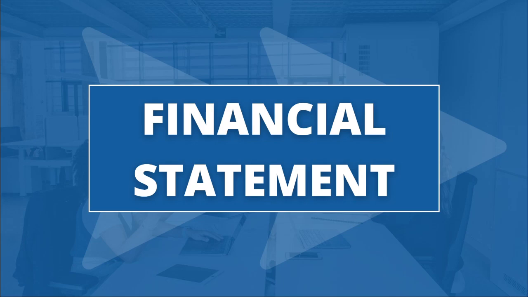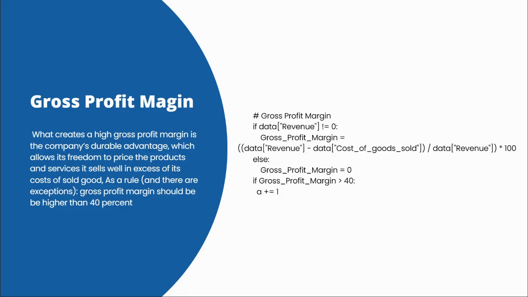So first off, we have the financial statement KPIs. First one, gross profit margin. Here's the formula: revenue minus the cost of goods sold, divided by revenue, times 100. So what does a high gross profit margin mean? It means that the company has the flexibility to price their products. As a rule of thumb, the gross profit margin should be higher than 40%.